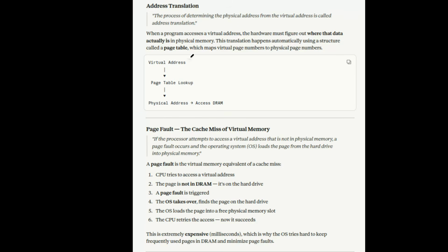So now let's talk about address translation. That is something important that you have to understand. The process of determining the physical address from the virtual address is called address translation. So address translation means the virtual address is converted into the physical address. Now how can you convert this? When a program is accessing a virtual address, the hardware must figure out where that data is actually present in our physical memory. So it has to convert.